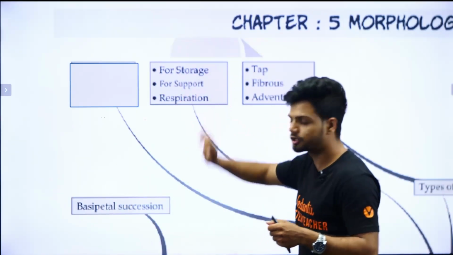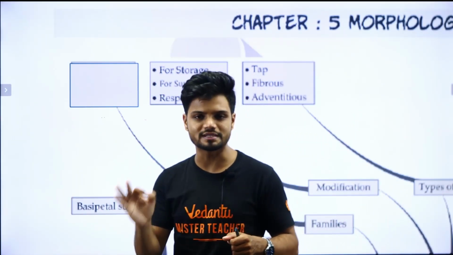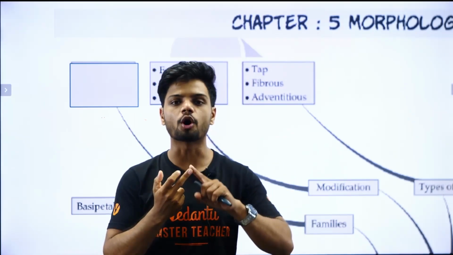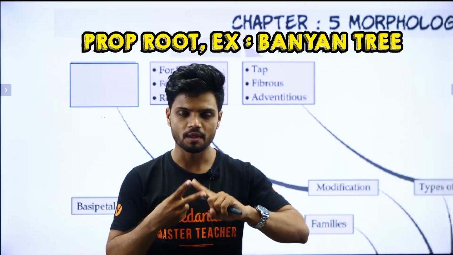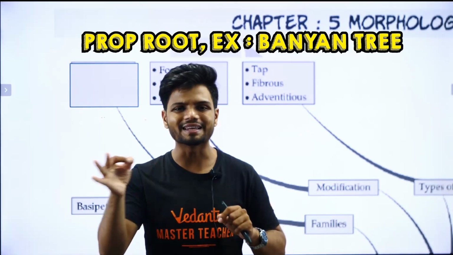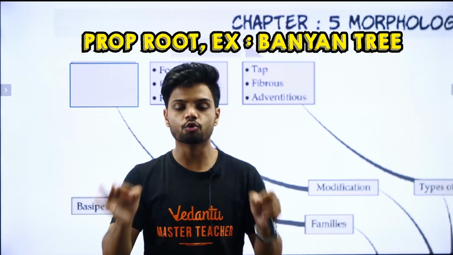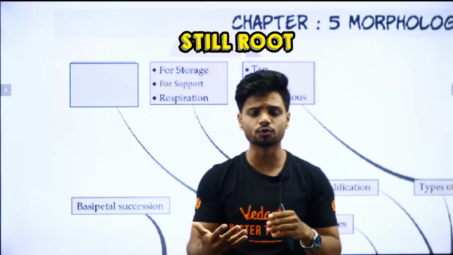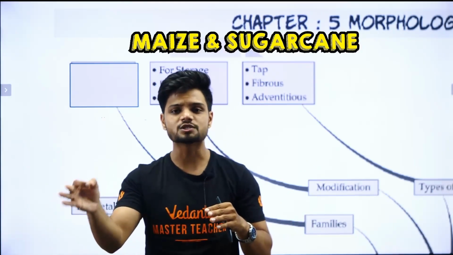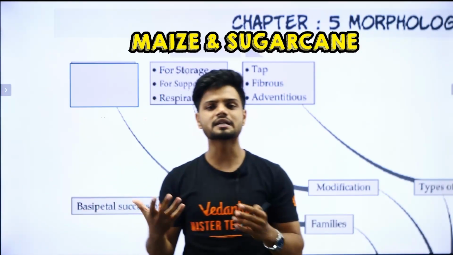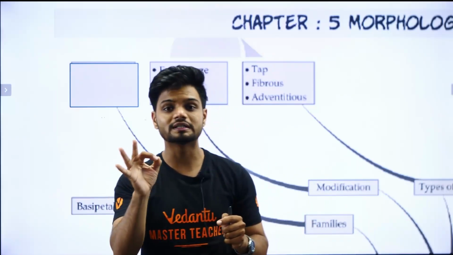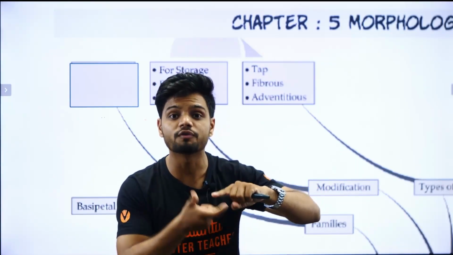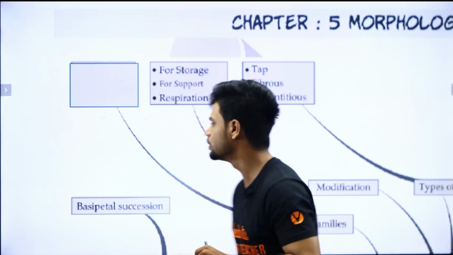Then we have roots for support. The support examples which are given in your NCERT are two. One is called prop roots, the other one is called stilt roots. Prop roots example is banyan tree, in which particular roots come down all the way from the tree, hanging roots. The stilt root example is going to be maize as well as sugarcane. But what is the stilt root, students? Stilt root is a root which develops from the base of a node, the lowermost node.